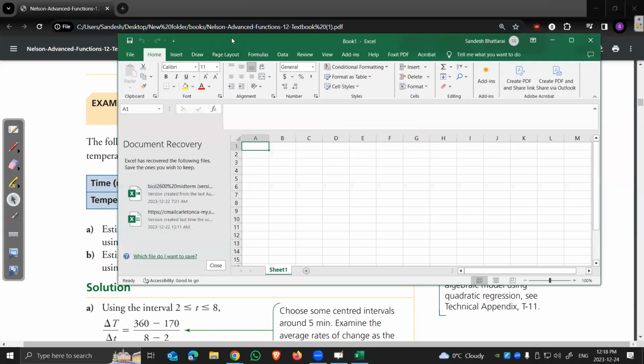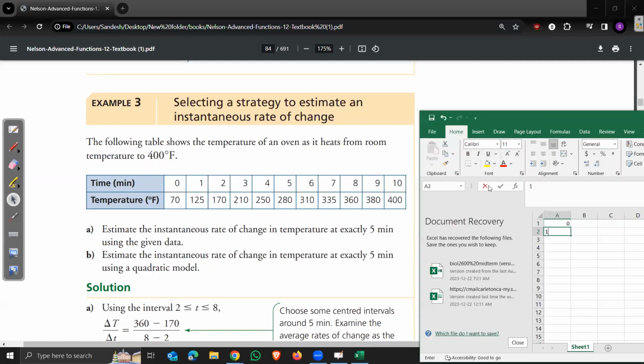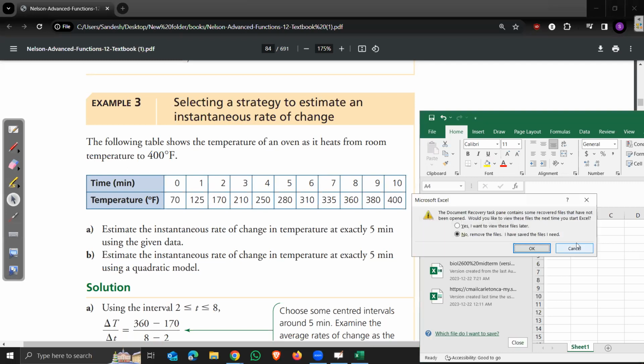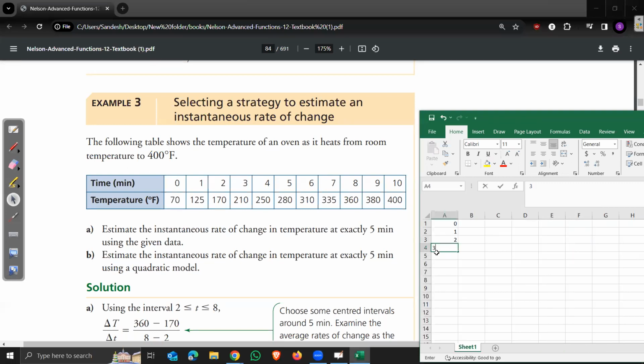So what we do is I'm going to plug these numbers in. So 0, 1, 2, 3, 4, 5, 6, 7, 8, 9, 10. I'm going to plug the y values as well. This is the only way to get an equation out of this. I guess if you really wanted to, you could force a quadratic, but 360, 380, 400. So I've typed in the values on Excel.